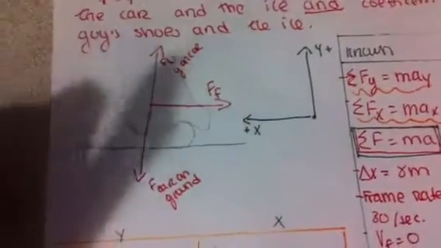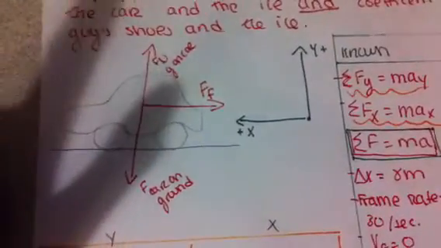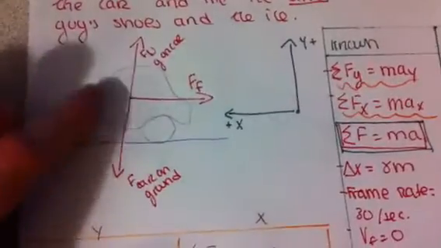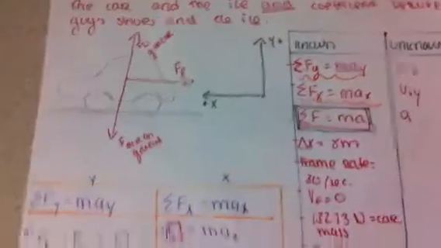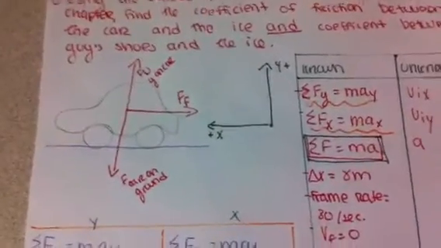But basically we're going to draw all the forces that act upon it, which is the force of the car on the ground, the force of the ground on the car, and then the friction force. We have our x and y coordinates, which we always should have in free body diagrams. Now, what I did first was write the knowns and unknowns.